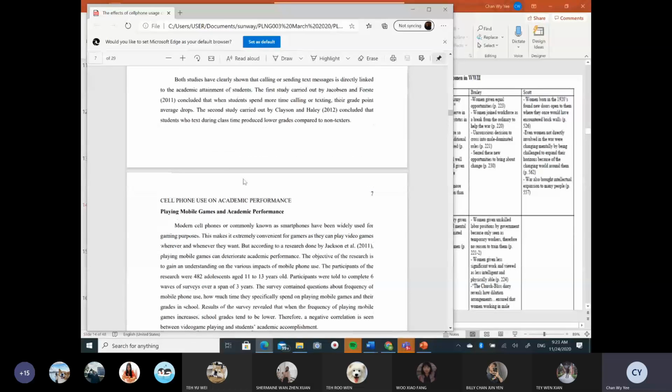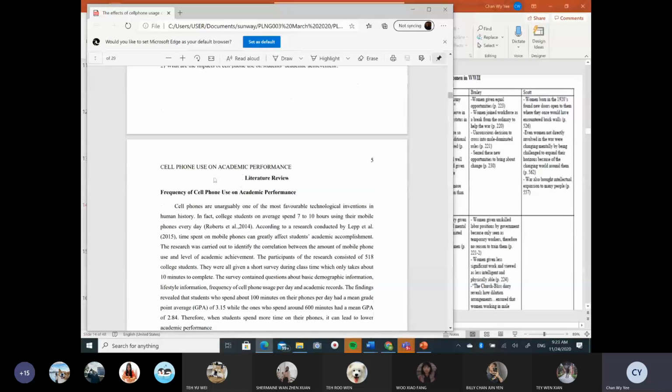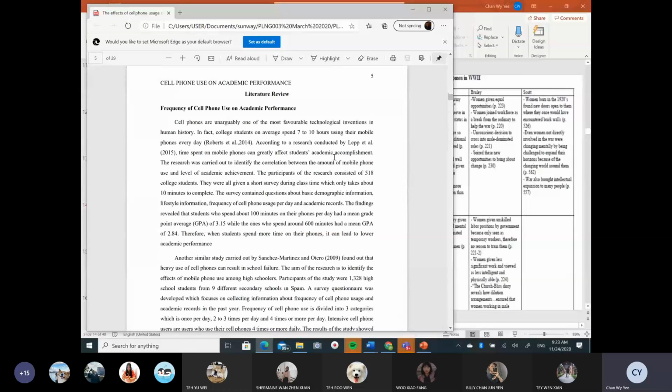If you look at the first subtopic, frequency of cell phone use on academic performance, the first sentence is: cell phones are arguably the most favorable technology invention in human history. This is by Roberts. Then, according to research conducted by Lab et al., you have to first say who carried out this research, about frequency of cell phone use. He's using a narrative in-text citation. Remember, you talk about parenthetical and narrative. So this is narrative.